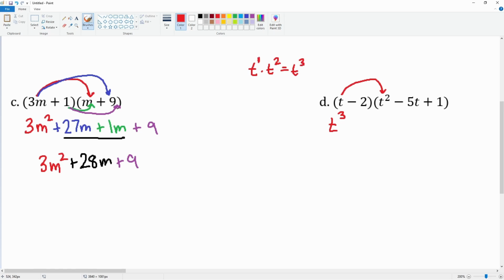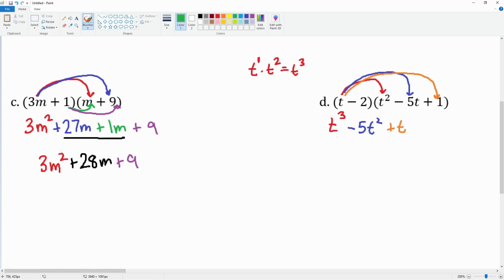Remember, there's a 1 here. You add the exponents. Then t times negative 5 becomes negative 5t squared. Then you have t times the 1. You see how there's one more? That becomes t.